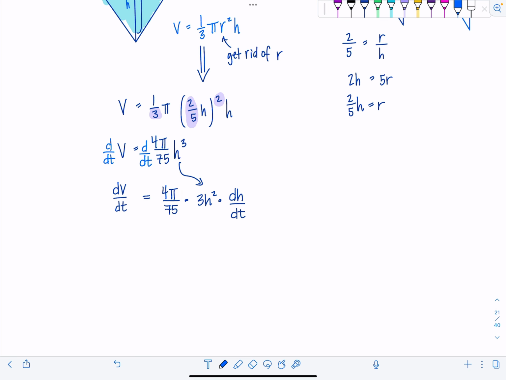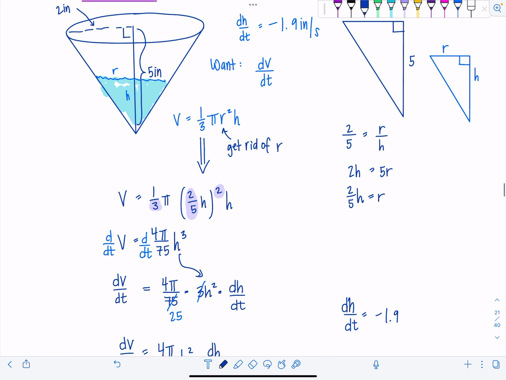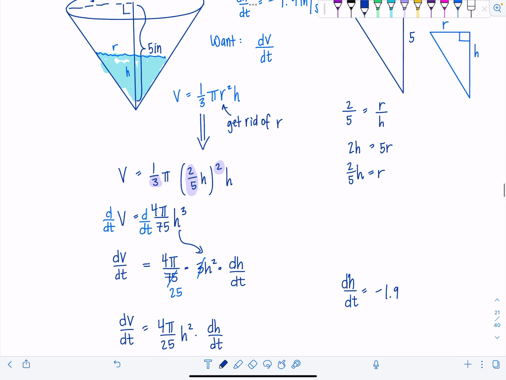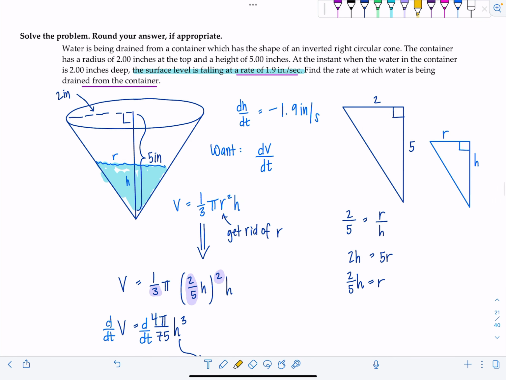So, yeah, I want to cancel this. I do. This is 25. So dV/dt equals 4 pi over 25 h squared times dh/dt. And they told me dh/dt was negative 1.9. Did they not? Inches per second. And h, what am I plugging in for h? Oh, right here. At the instant when the water in the container is 2 inches deep. So that means when h is 2.